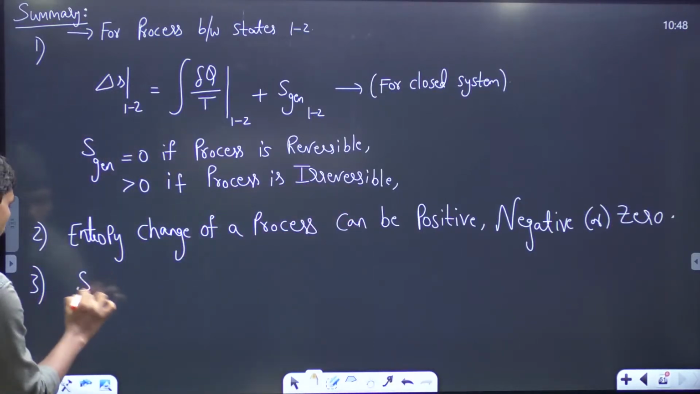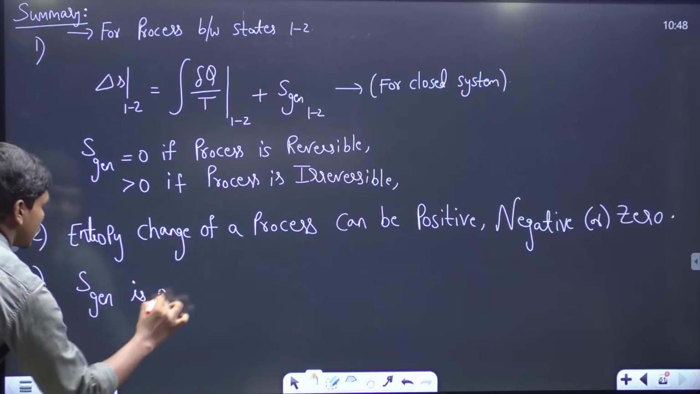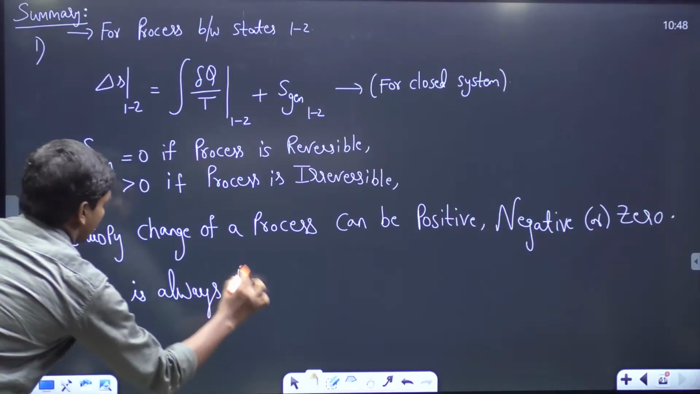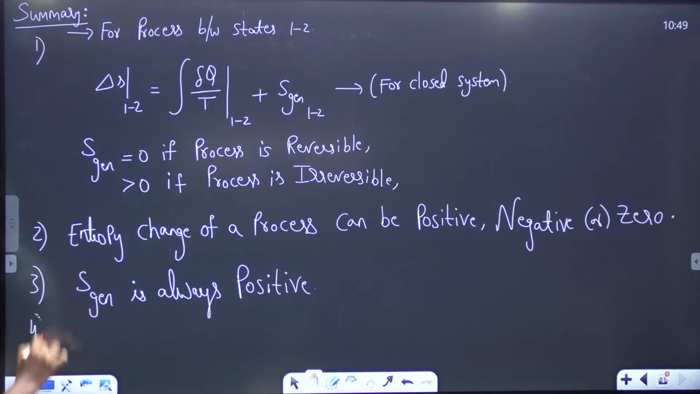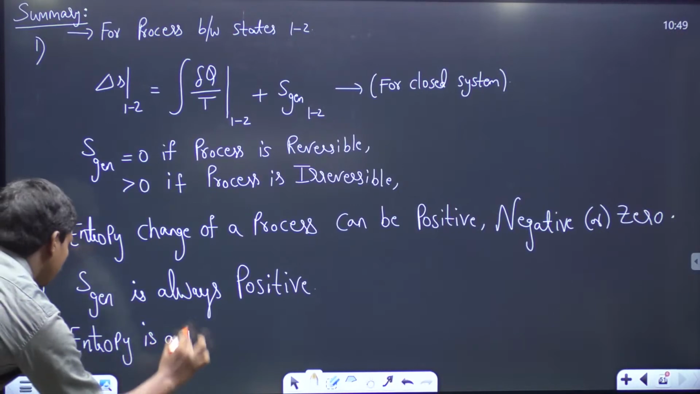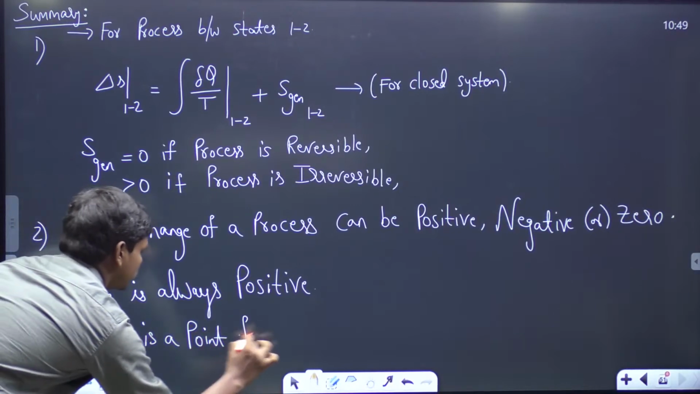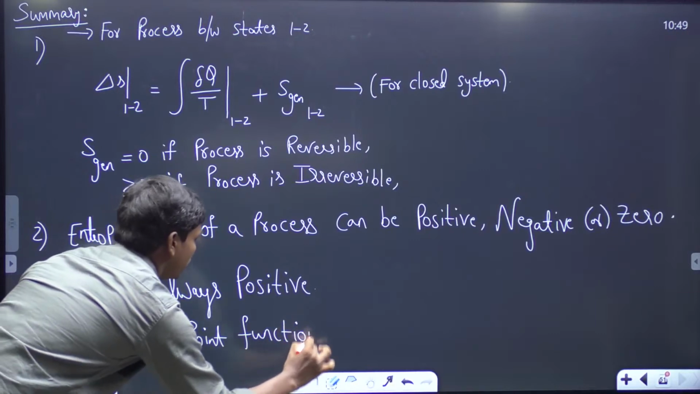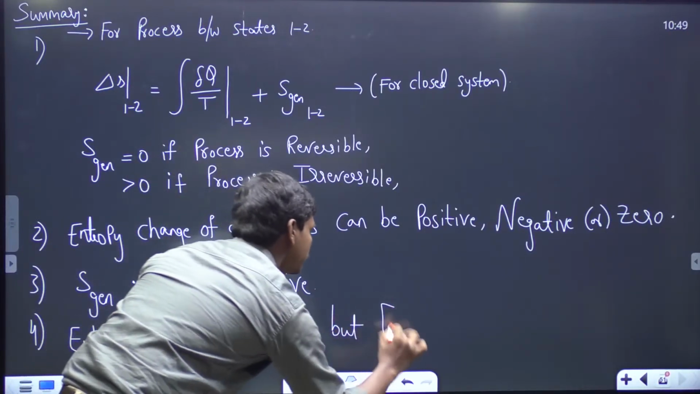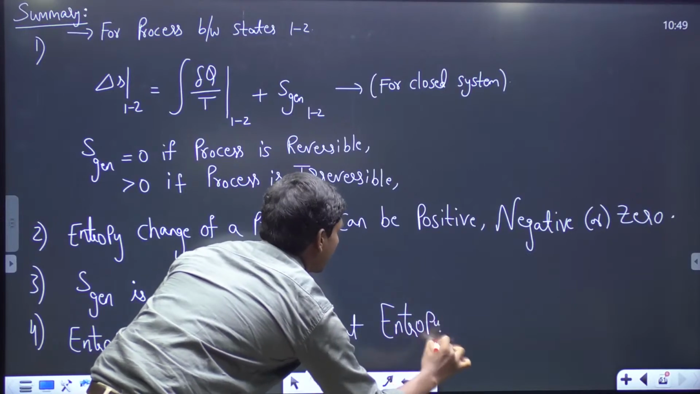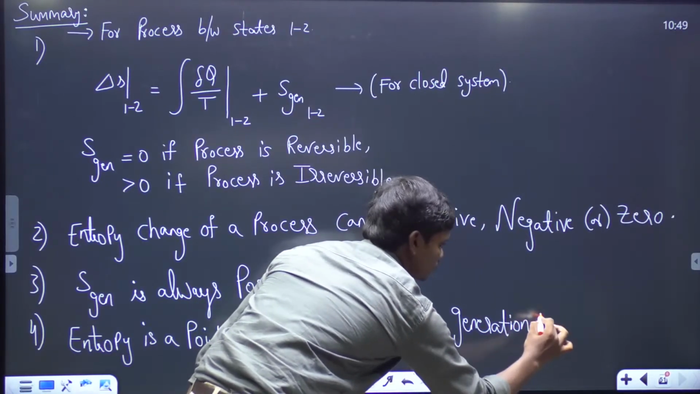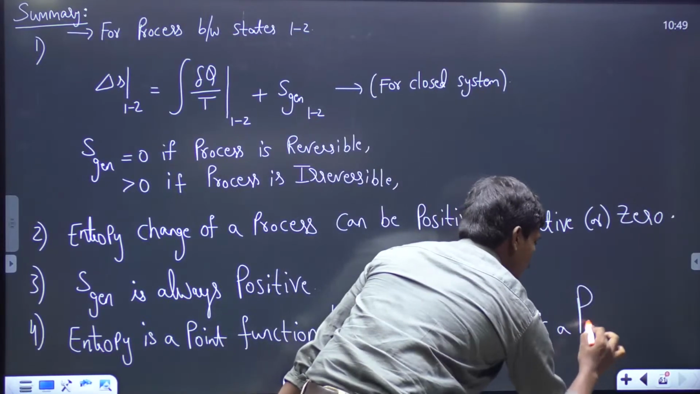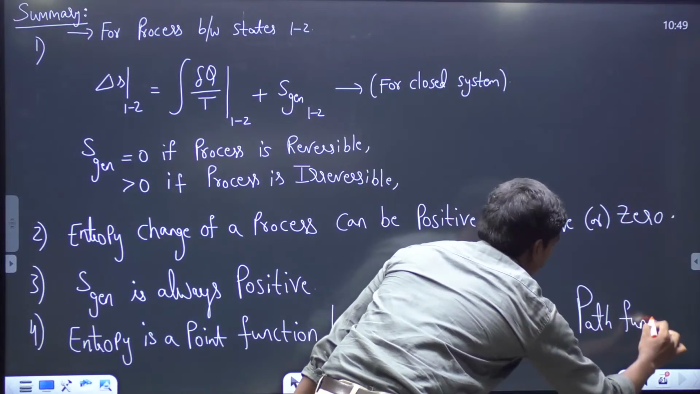Third point, S generation is always positive. Okay, next, one important point I would like to add. Entropy is a point function. But entropy generation is a path function. Correct. Path function.